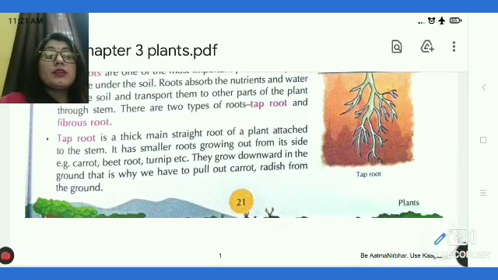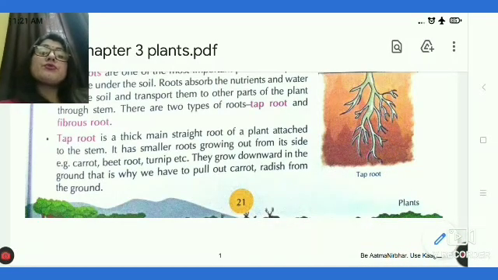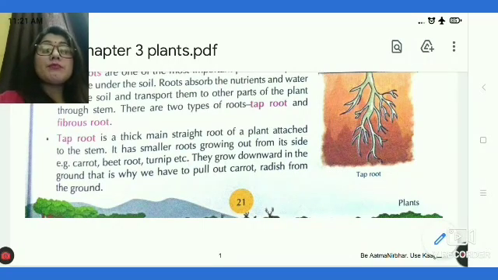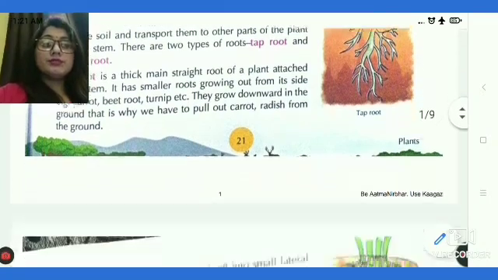So for example, we have carrot, beetroot, turnip, and so many other plants. They grow downward in the ground. That is why we have to pull out carrot, radish from the ground. So they grow deep into the ground.